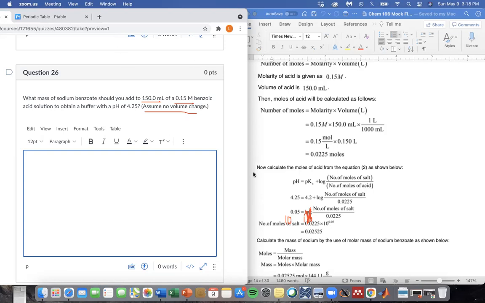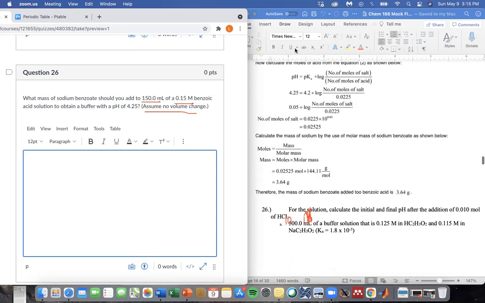But it's not asking you for the moles of sodium benzoate, it's asking you for the mass. So you have it in terms of moles right now, and you just multiply by the molar mass in order to get it into grams. Once you multiply it by 144.11 grams per mole, you would get 3.64 grams of sodium benzoate.